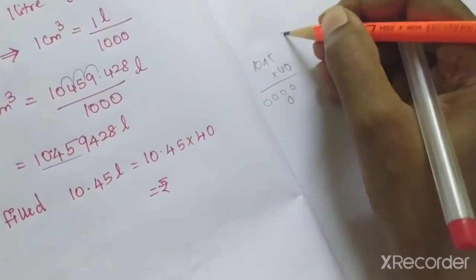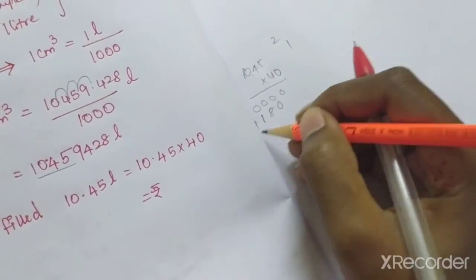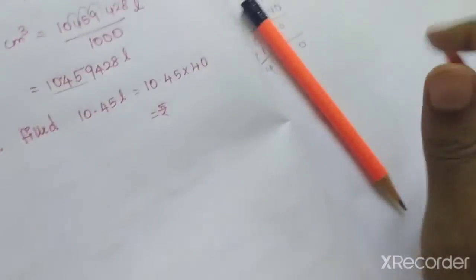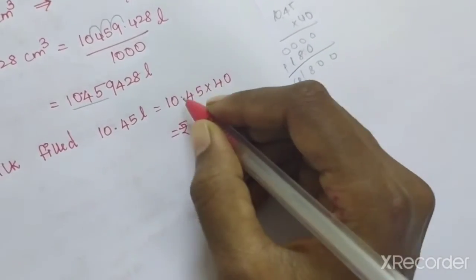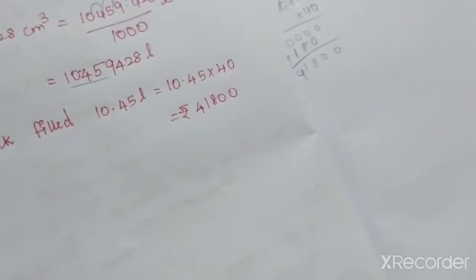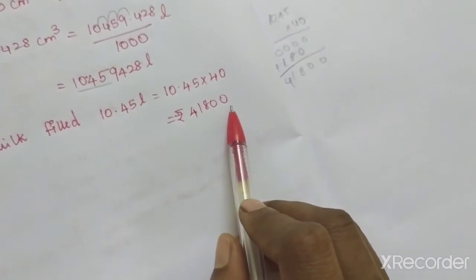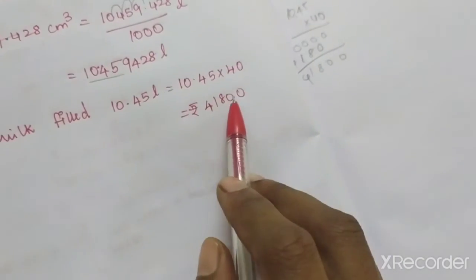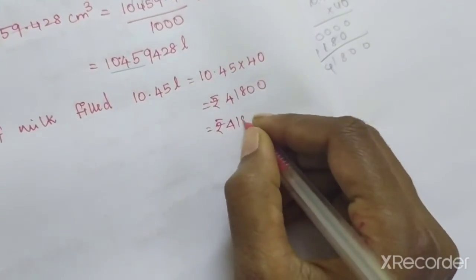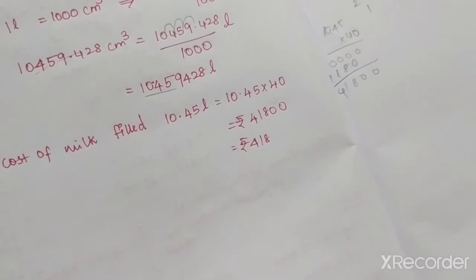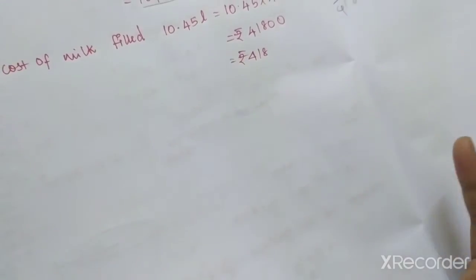So how much does it come? 41800. But how many decimal points do we have in this place? 2, right? So how much are we getting? So rupees 418. That's it, ma. So if you want to write in any point form, you can write. Okay.